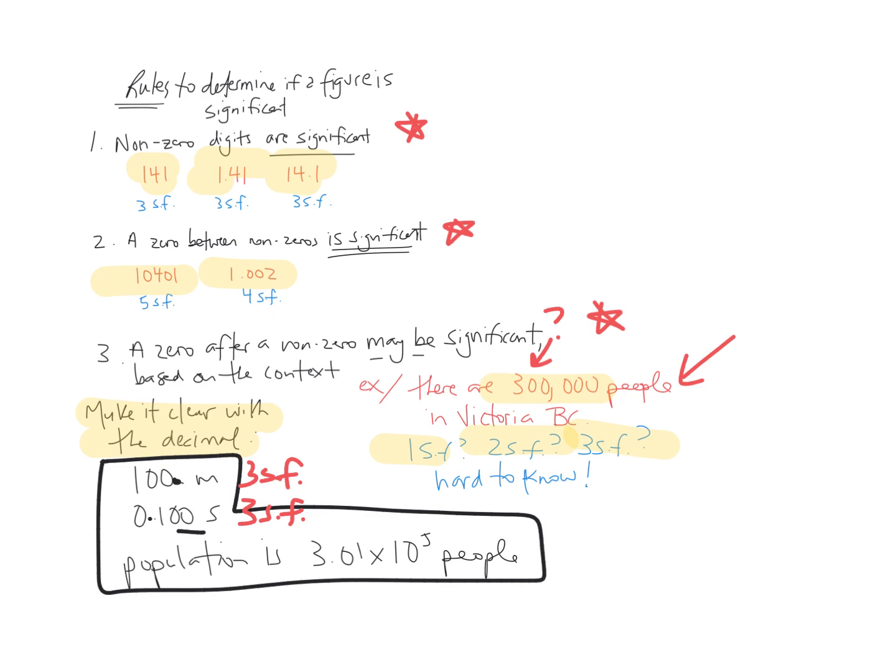Another way then to express something like the population of Victoria, and actually express it with a precise number of significant figures, would be to write it the way they've written it there, 3.01 times 10 to the 5 people. So scientific notation can really help make it clear that in this case it also has 3 significant figures. So if you go back and apply that to the original value, it means these ones were kind of unknown, but we were confident to the thousands place. Sorry.